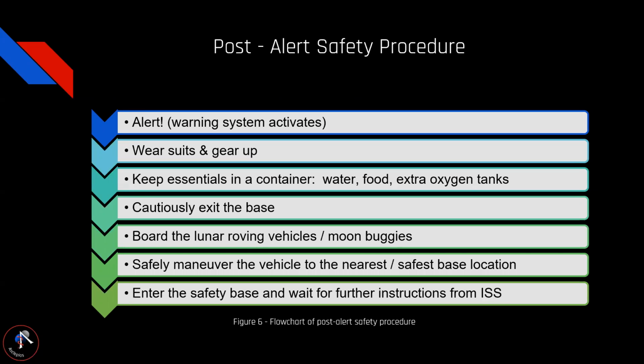Satyank will talk about the post-alert safety procedure. I think our post-alert safety procedure is very simple and self-explanatory. The first step is that the astronauts are alerted when the warning system activates. The immediate next step would be to wear suits and gear up to exit the base. Before that, they can keep all the essentials in a container and then cautiously exit the base.